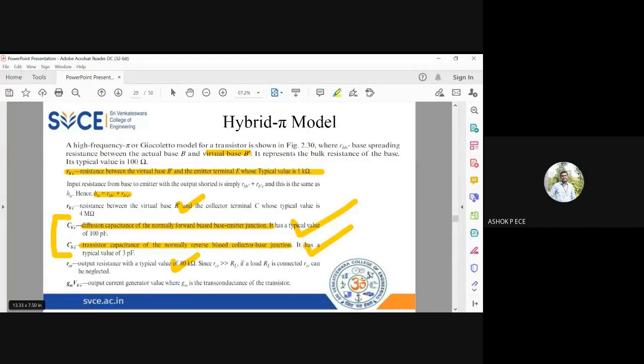Gm into VB'E is the current source of the output, and Gm is the transconductance. Transconductance means current by voltage, I divided by V.